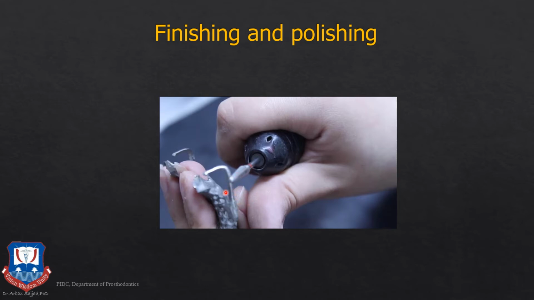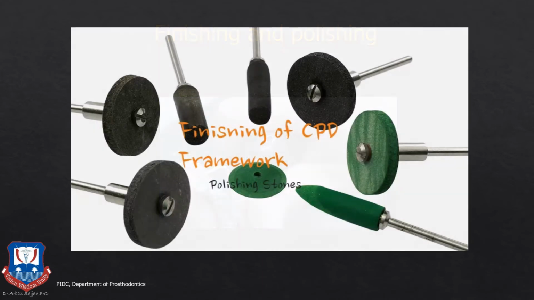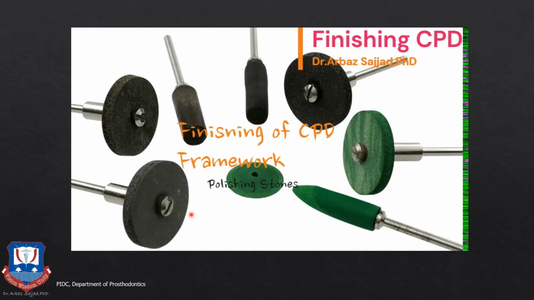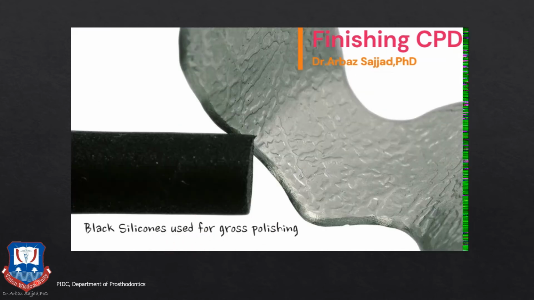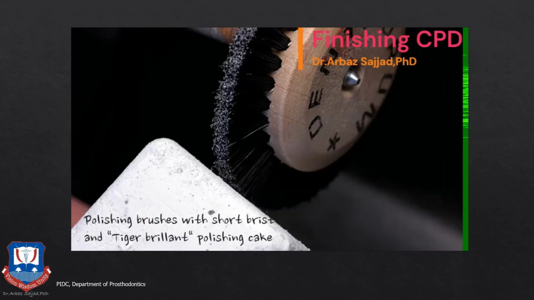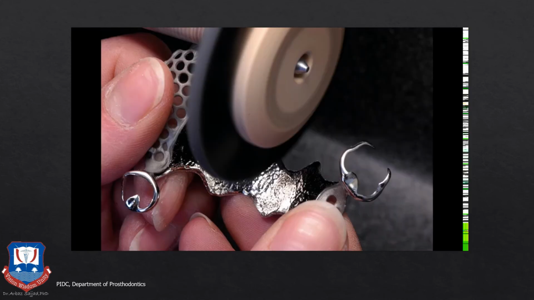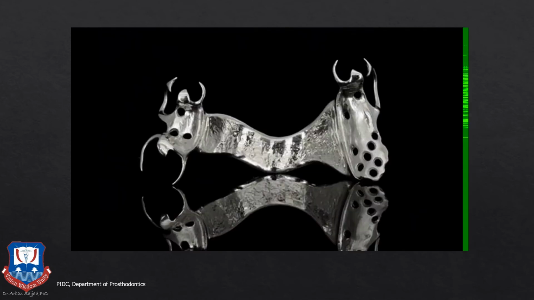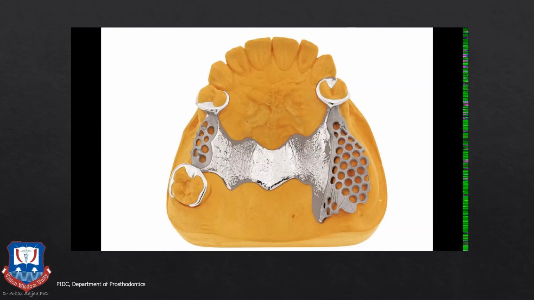First, the finishing is done with tungsten carbide burs, followed by finishing with pink and green stones to give a satin finish. Then the final finishing is done with rubber points. Here we see different color coded silicone rubber points. The black rubber point is used for gloss finishing, the green silicone is used for fine finishing, and the black bristle brush along with the polishing cake is used for the final finishing, which is then buffed to a high shine.